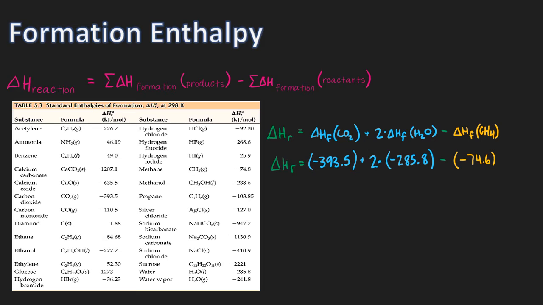Okay. Note that water is listed twice here. One value is for gaseous water and one value is for liquid water. So unless otherwise stated, we assume the reaction involves liquid H2O, which is its state at room temperature. So here you can see the value for CO2 was negative 393.5, liquid H2O was negative 285.8, and CH4 was negative 74.6.